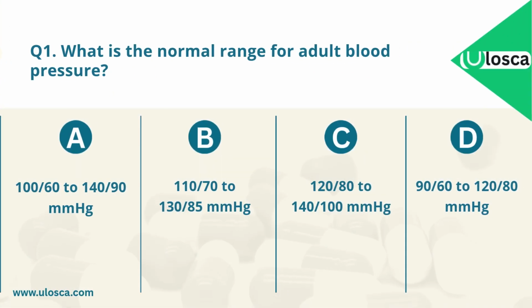Question 1. What is the normal range for adult blood pressure? A. 160 to 140/90 millimeters of mercury. B. 110/70 to 130/85 millimeters of mercury. C. 120/80 to 140/100 millimeters of mercury. D. 90/60 to 120/80 millimeters of mercury. Which one is the correct answer?